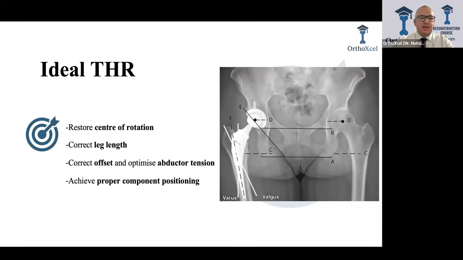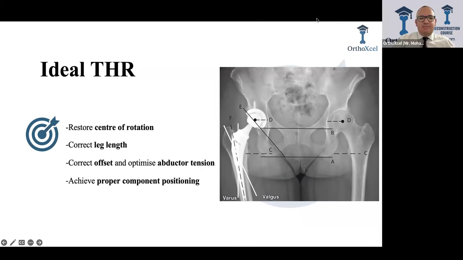Good. So if we speak about total hip replacement, you need to understand what an ideal hip is. An ideal hip is a hip which will replicate the patient's native hip. You do a total hip replacement aiming to replicate the native hip of the patient, so you give the patient the same function, but without pain.